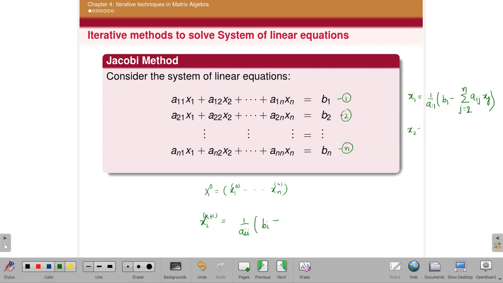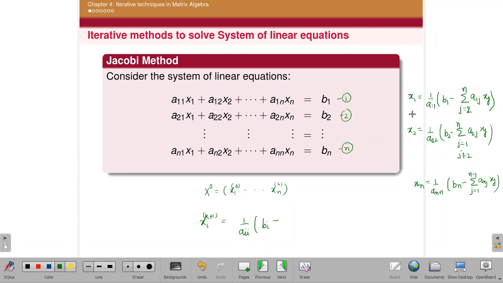And then you find x2 from the second equation. Actually, we are taking the diagonal elements here. So x2 from the second equation is 1 by a22 into b2 minus the summation, and the x2 term will not be in the right hand side. So you write j from 1 to n, but j not equal to 2, a2j xj. Similarly, xn will be 1 by ann into bn minus the summation over j equal to 1 to n minus 1, obviously there will not be the n term, j is not equal to n here, of anj xj.